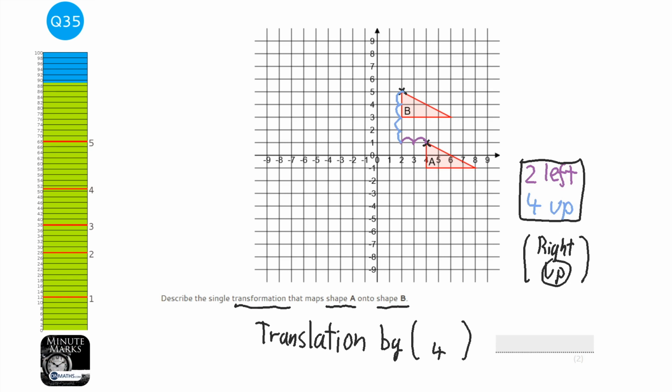Now, here's a problem. This is how far right it's gone, but it's gone 2 left. Well, we just simply put -2 right. Now, be careful, don't ever put a fraction line between the -2 and 4. It's not a fraction, okay? So don't ever put the fraction line in.